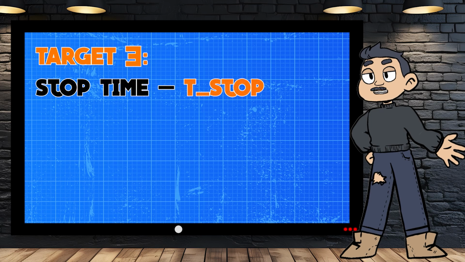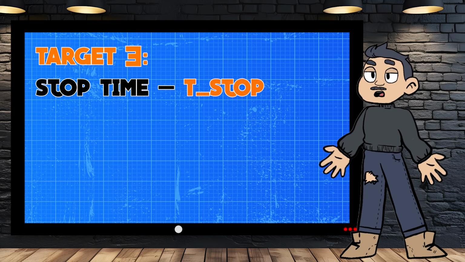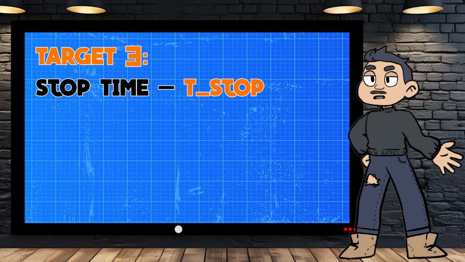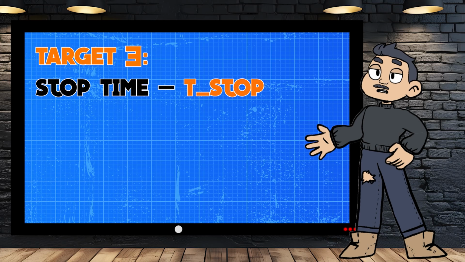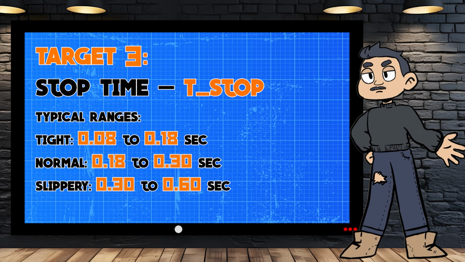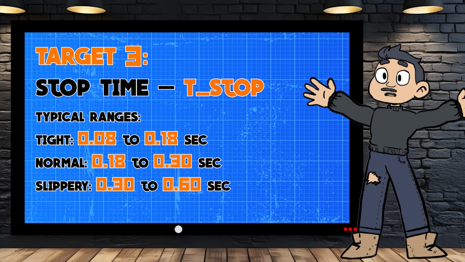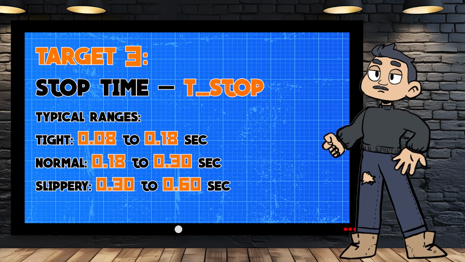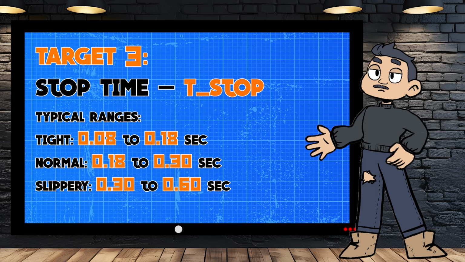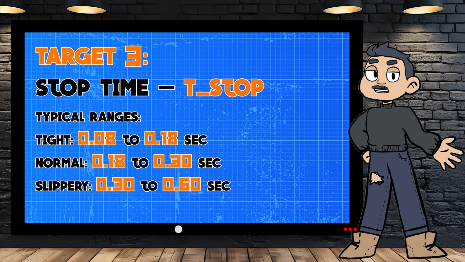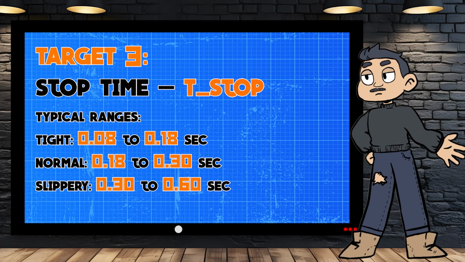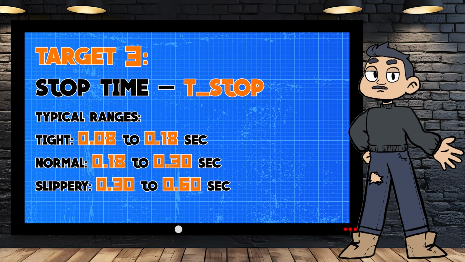Target 3. Stop time, T-stop. This is how quickly the character stops when you release input. This is the slippery versus tight slider. And honestly, it's one of the biggest reasons movement feels bad. Typical ranges: tight, 0.08 to 0.18 seconds. Normal, 0.18 to 0.30. Slippery, 0.30 to 0.60. Let's choose T-stop equals 0.18 seconds.